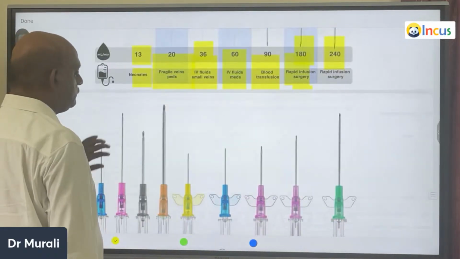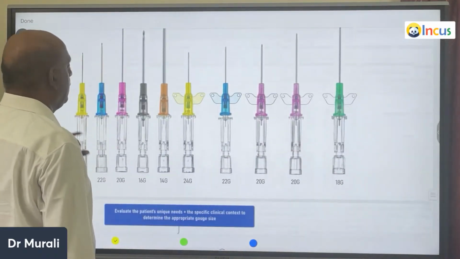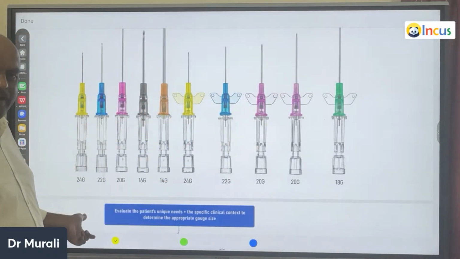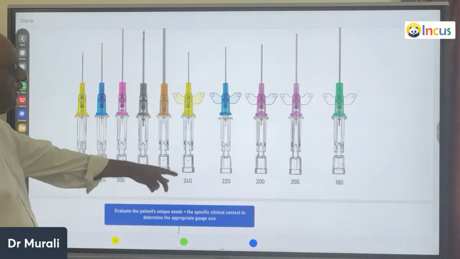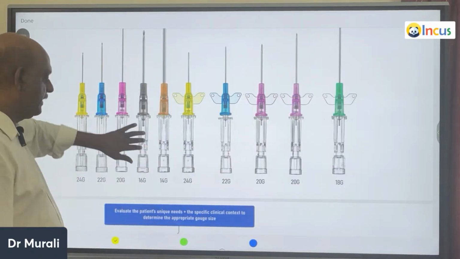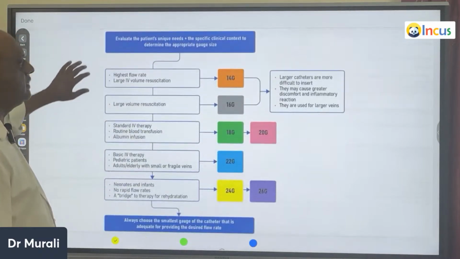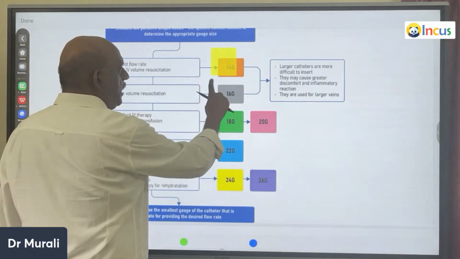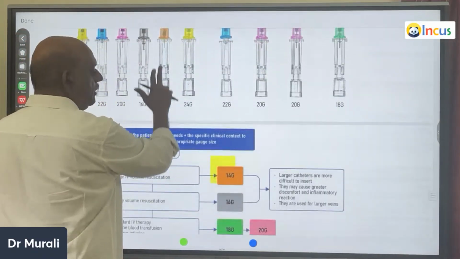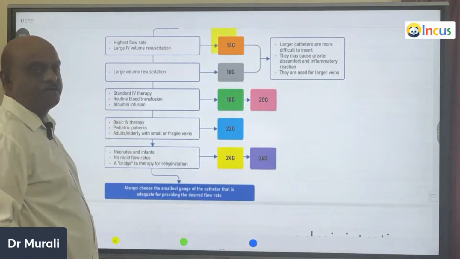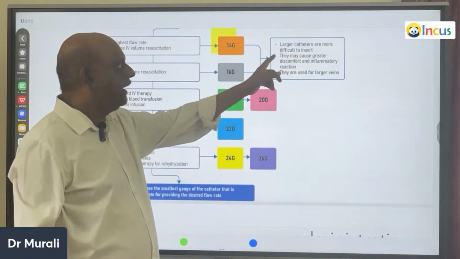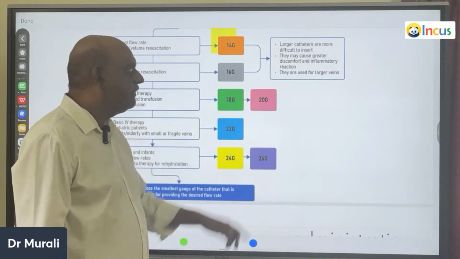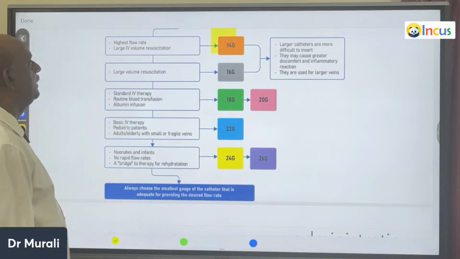Yes. Now, you should also know the color coding of the various gauges of needles, 24, 22, 20, 16, 14, etc. Always, this is a very important point you need to know. 14 gauge and 16 gauge are both called the larger catheters and are more difficult for you to insert. They may cause greater discomfort, more inflammation. They are used for larger veins.